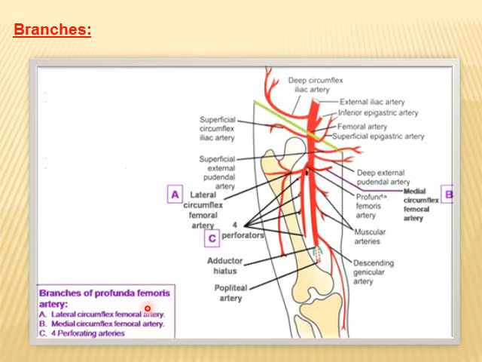Profunda femoris artery gives the following branches: lateral circumflex femoral artery, medial circumflex femoral artery, and 4 perforating arteries, where the profunda itself continues as the fourth perforator.